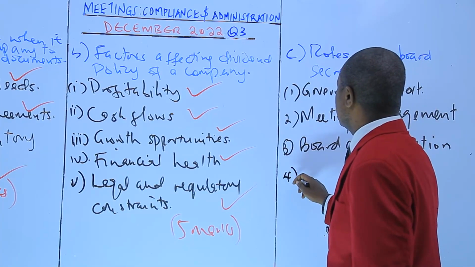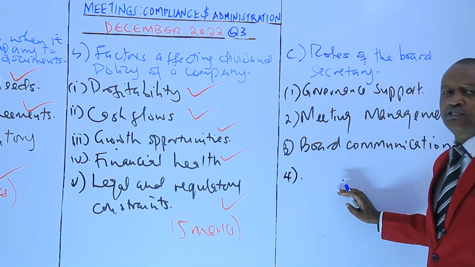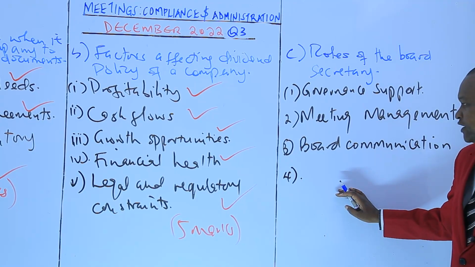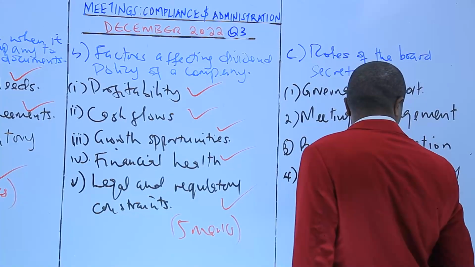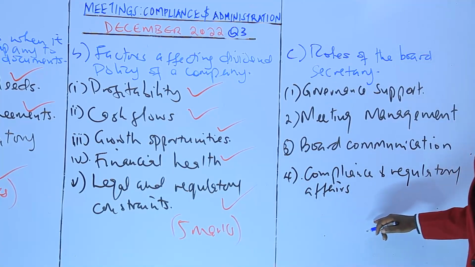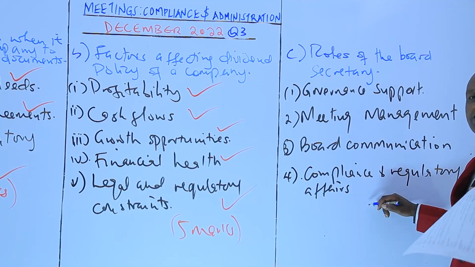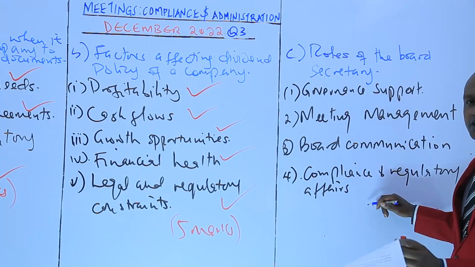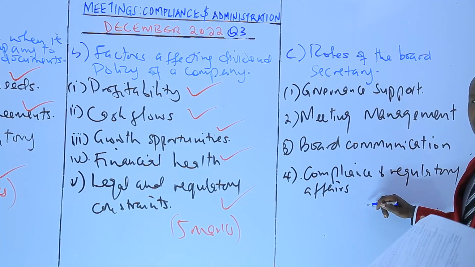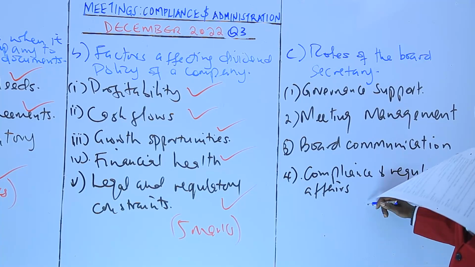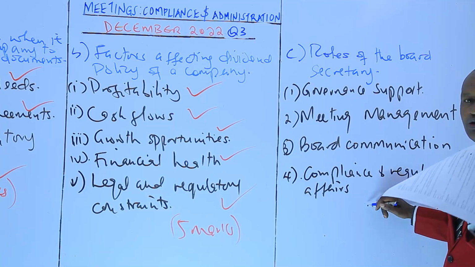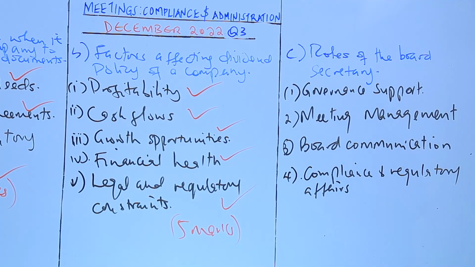The 4th role is in relation to compliance and regulatory affairs. The board secretary assists in ensuring compliance with applicable laws, regulations, and corporate governance best practices. They also keep abreast of legal and regulatory developments. They advise the board on compliance matters and oversee the implementation of compliance programs. That is the 4th role of the board secretary.